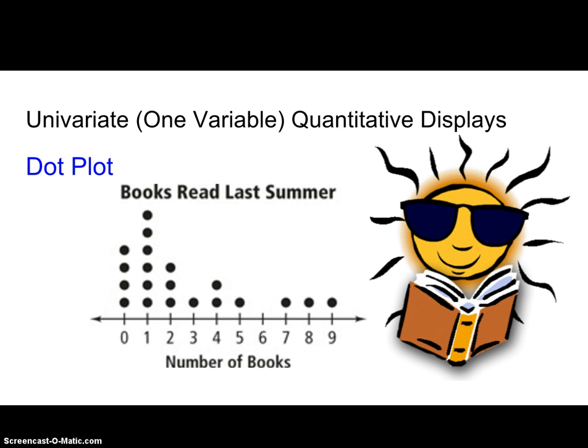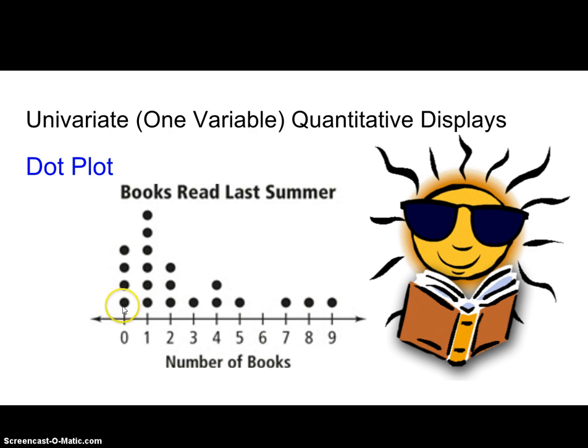So the first one that we have is called a dot plot. If you notice here, these are the number of books that other people read last summer. One person said they didn't read any books, and another person said they didn't read any books. It looks like 4 dots, a dot representing each person in this case that read that many books. 4 people read 0 books, whereas 6 people read 1 book, and so forth.